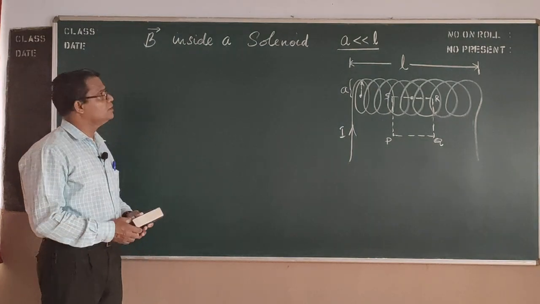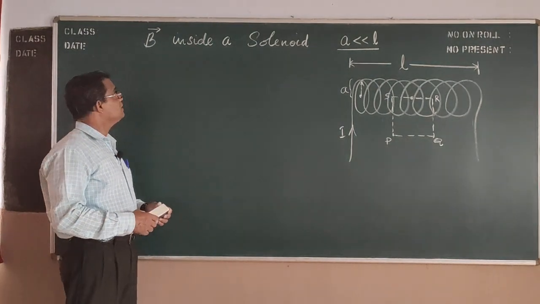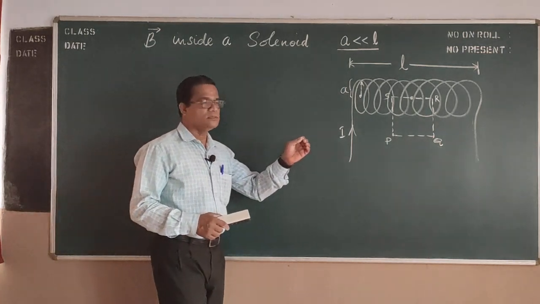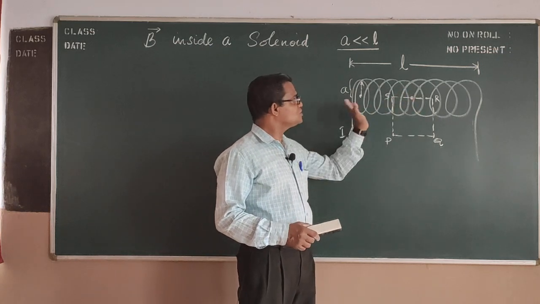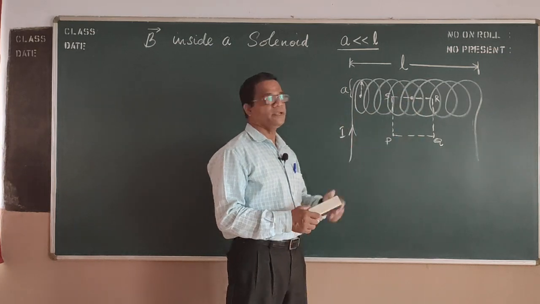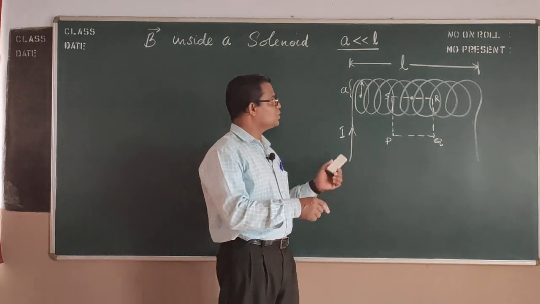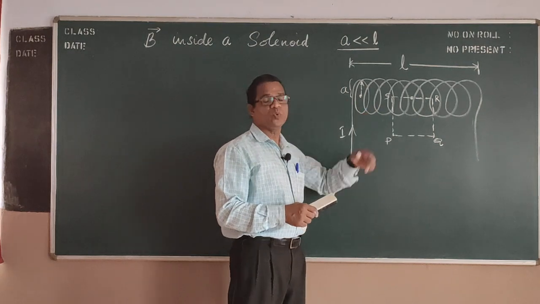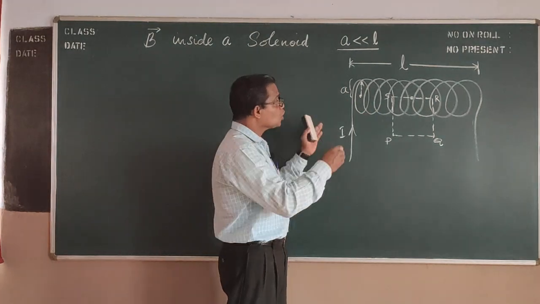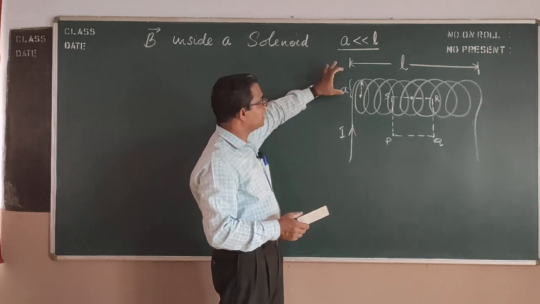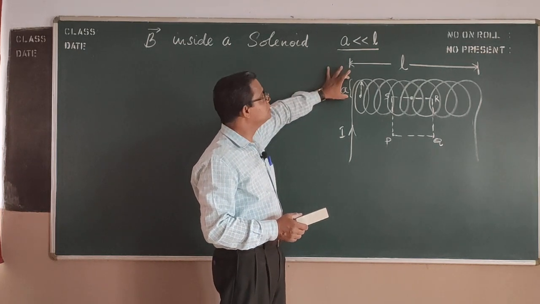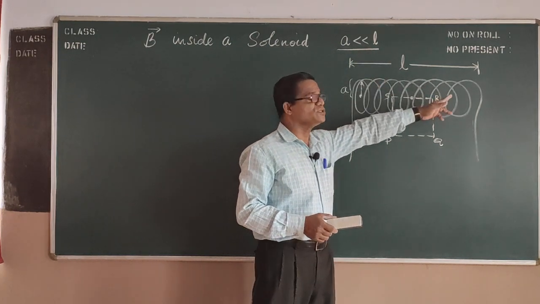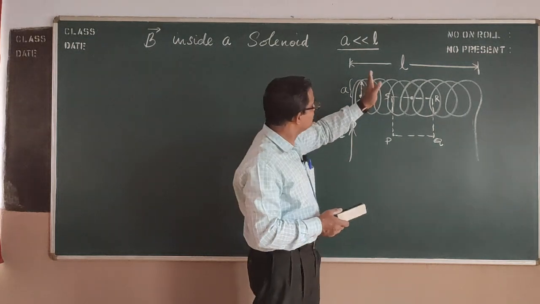In this session we see the magnetic field inside a solenoid carrying steady current. Actually, a solenoid is a closely wound laminated conducting wire, closely wound in such a way that the radius of the loop will be very small compared to the length of the solenoid. What is that length of the solenoid?